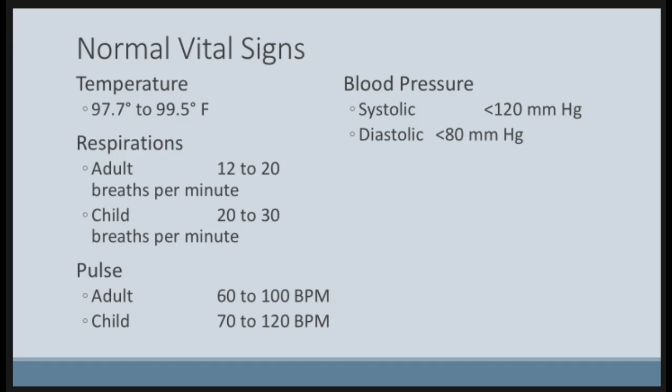As far as respirations, 12 to 20 breaths per minute for adults, 20 to 30 for children, and I think infants are even faster. I think that's on a future slide we can look at. Pulse for adults is between 60 and 100 beats per minute typically. And people who are athletes or who exercise regularly may have a much lower pulse rate since their heart muscles are much stronger and they work very efficiently.